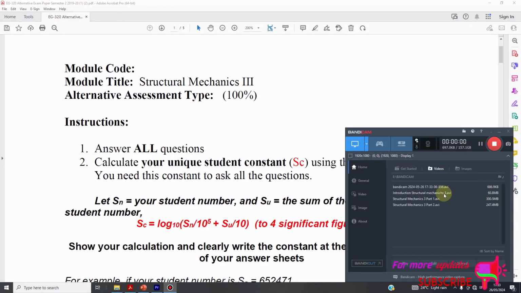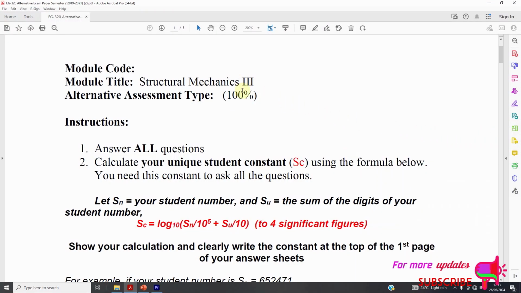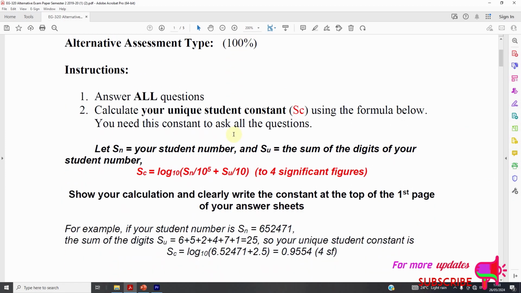This is part 3 of Structural Mechanics 3. We are going to answer some questions, and I want you to give yourself a number. So if, for example, your number is 652,171, then the sum of the digits of this number are 6 plus 5 plus 2 plus 4 plus 7 plus 1, which is equal to 25.